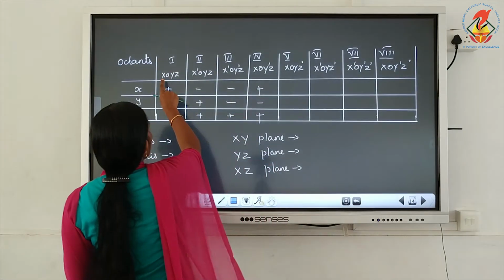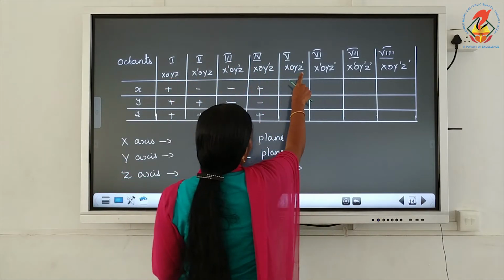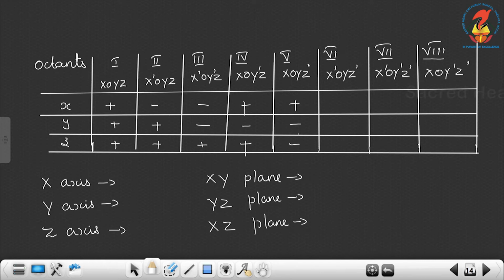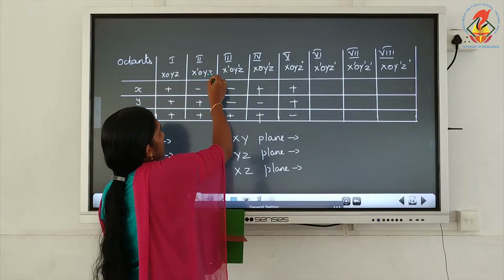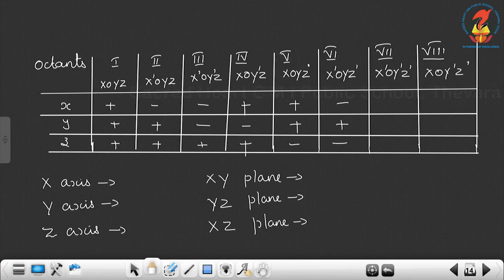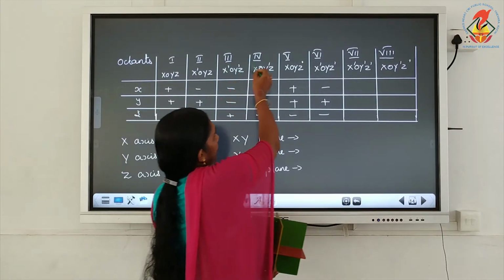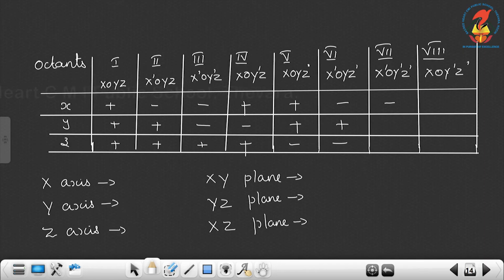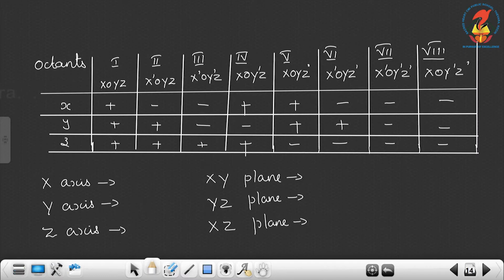So the same way, the first one x, o, y, z. So fifth one is x, o, y, z dash. So z is negative, x and y positive. Now sixth one, x dash o, y, z. So here x dash o, y, z dash. X negative, z negative, y positive. Now the seventh one, x dash o, y dash z. So seventh one is x dash o, y dash z dash. All are negative. Now eighth one, x o, y dash z. Here x o, y dash z dash. Y and z negative, x positive.